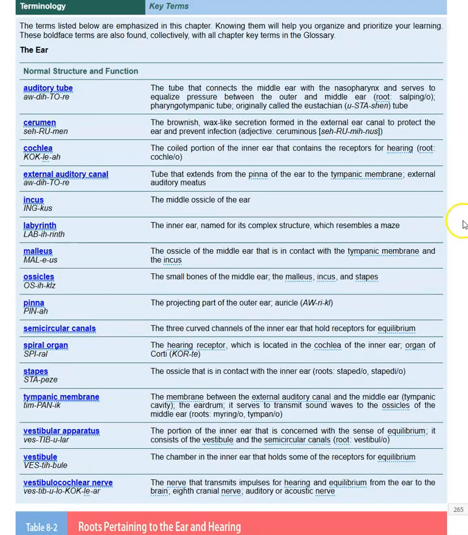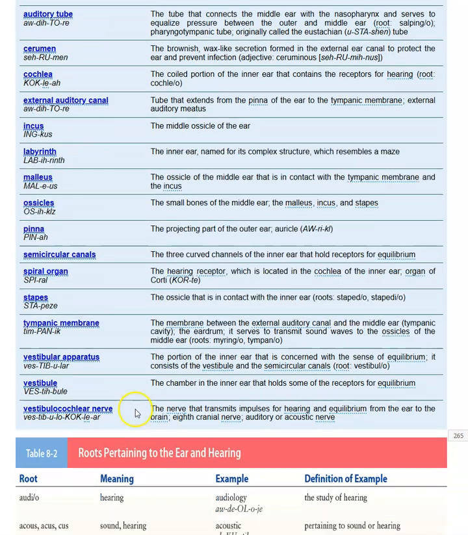Here's some terminology. Auditory tube, cerumen. I would say cerumen, but when I read the phonetics of it, it messed me up. So cerumen, pronounce it how you want. Everybody may say it a little differently. Incus, labyrinth, malleus, ossicles, pinna.